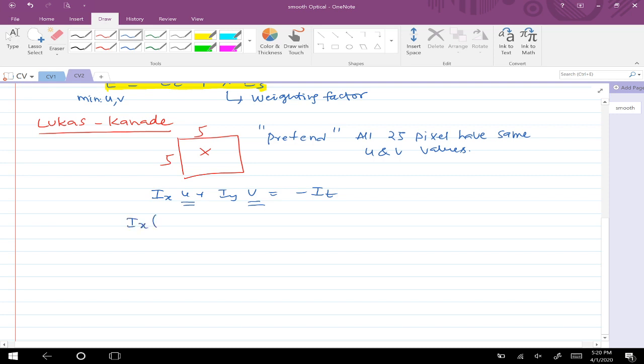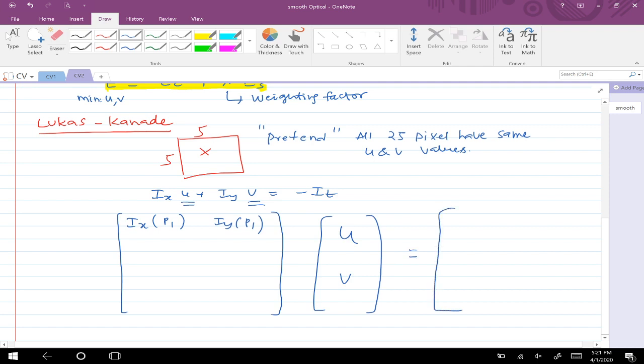For point p1, to distinguish each point, let me write it as Ix value at p1, Iy value at p1. When you multiply it with u and v, let me take this minus sign out because it's everywhere for all those terms, so let me put minus here, and It of p1. Similarly, for the second point, it's Ix of p2, Iy computed at pixel p2, then I should get It of p2. To do it for all the points, for the last 25th point, Ix, Iy at p25, times u v should give It of p25.